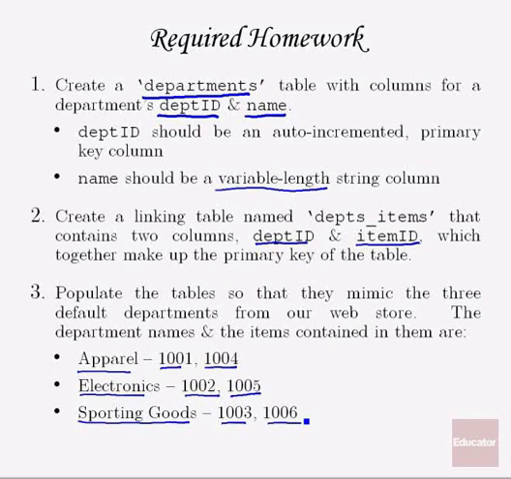In order to do that populate, you're going to have to run some insert statements that insert information into the departments table to add these names. And then you're going to have to run a couple of insert statements that use the department IDs that were generated when you added these departments to the departments table, to add rows to our departments items linking table. You're going to be linking department IDs. For example, department ID 1, you're going to be linking with item 1001 and with item 1004.